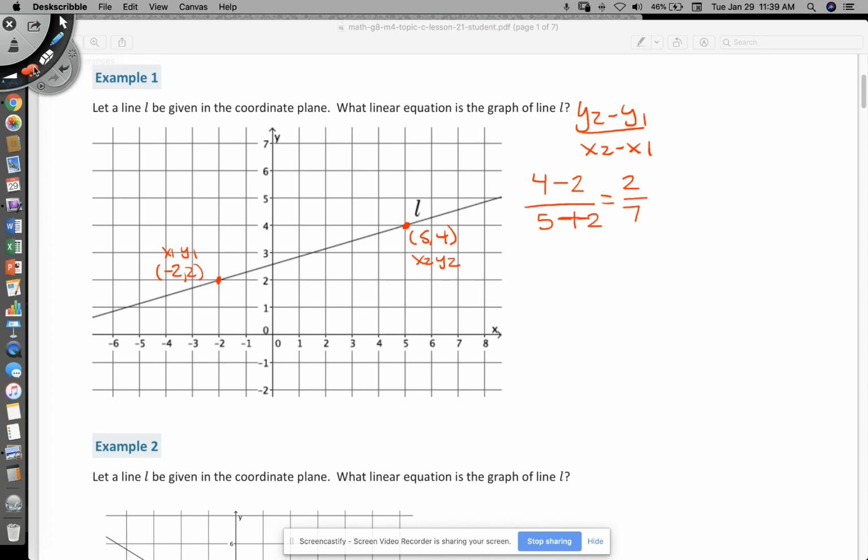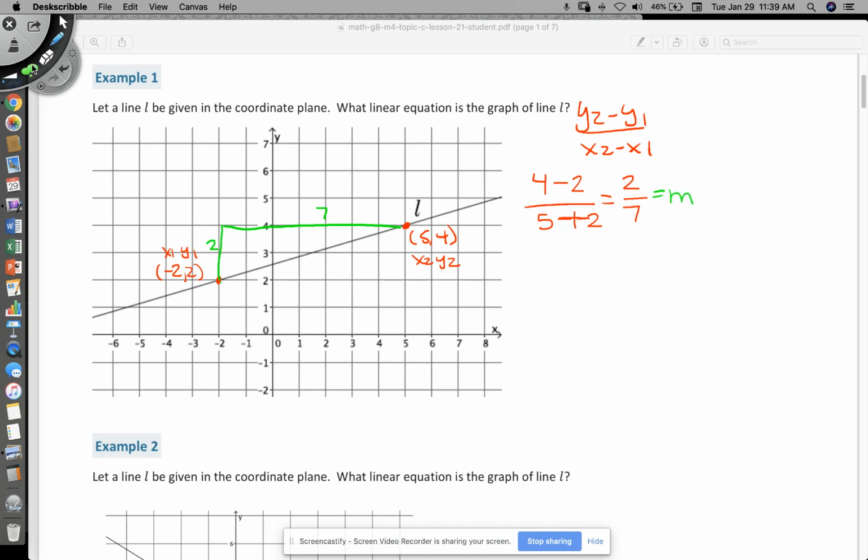All right, now just to double check that, if I went from this dot to this dot on the graph, I rose 2 units and I ran 7 units. So this lets you confirm that that is your slope.